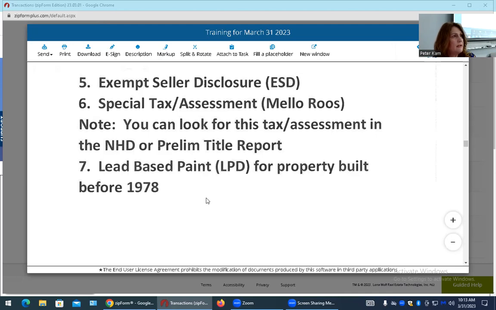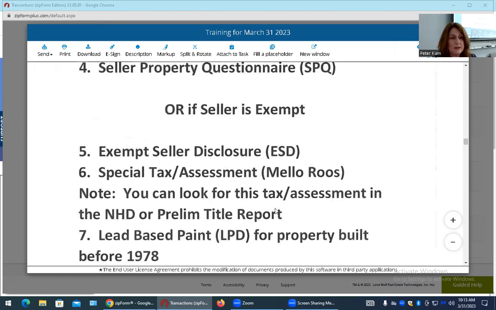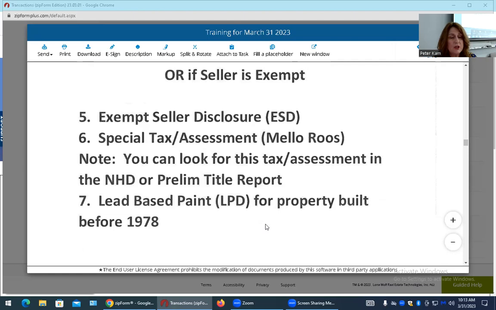It doesn't mean that, let's say all the disclosures are removed, but you hand delivered one of these statutory disclosures late, then you've created additional days.